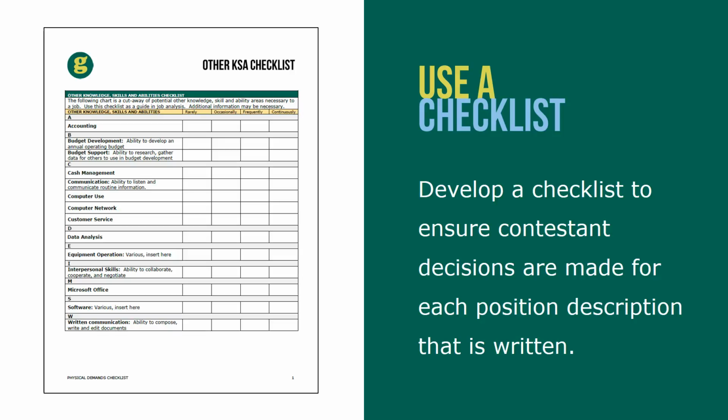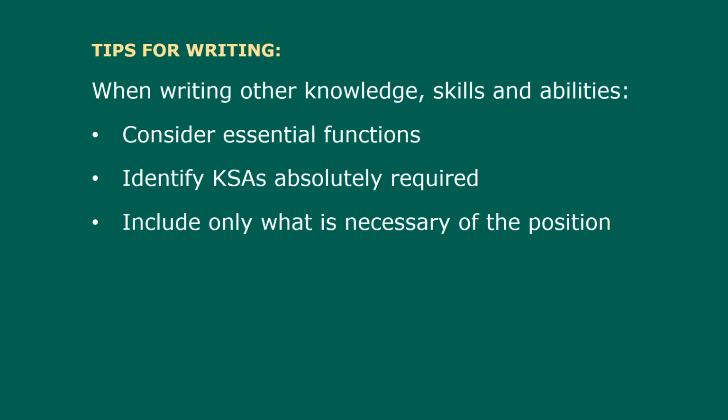For these ranking choices, I recommend rarely, occasionally, frequently, and continuously. See Greg's Other Knowledge, Quality, Skills, and Abilities checklist to see how this format can assist your decision-making regarding what KSAs to include in your position descriptions. Now for some tips in writing other knowledge, skills, and ability content. Considering each essential function, identify the other knowledge, skills, and abilities that are absolutely required in order for an employee to perform the responsibilities and essential functions of the job. When selecting other knowledge, skills, and abilities, consider only those that are required by the essential functions and associated responsibilities.